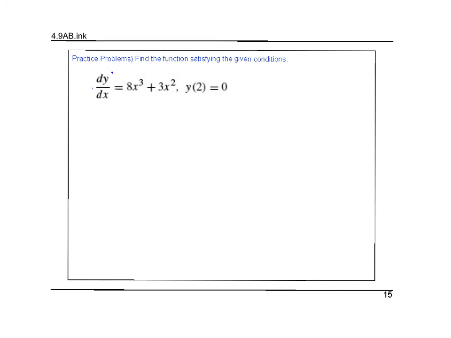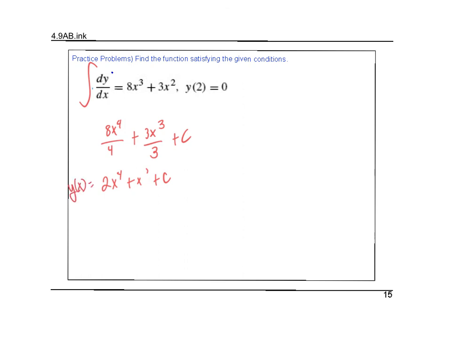Okay, so this last one I want to do together. This is something that allows us to figure out what that unknown c is. If we're given an initial condition, then we can figure out what the c value is. So right now we're given a derivative and an initial condition for the original function. If I integrate the derivative, then I end up having 8x to the 4th divided by 4 plus 3x cubed divided by 3 plus c, or 2x to the 4th plus x cubed plus c. And that's my original equation.